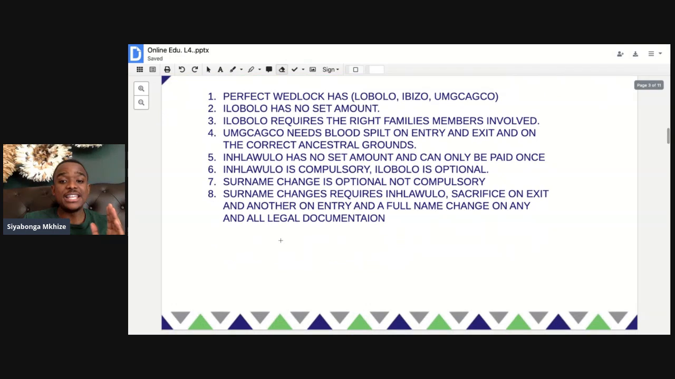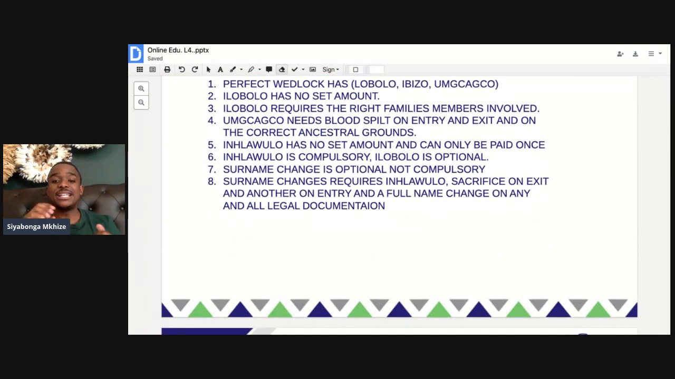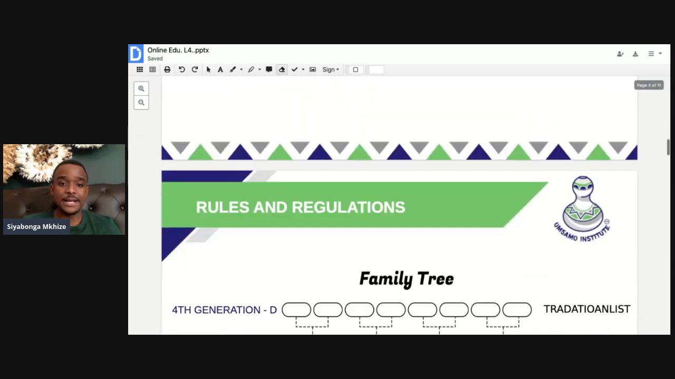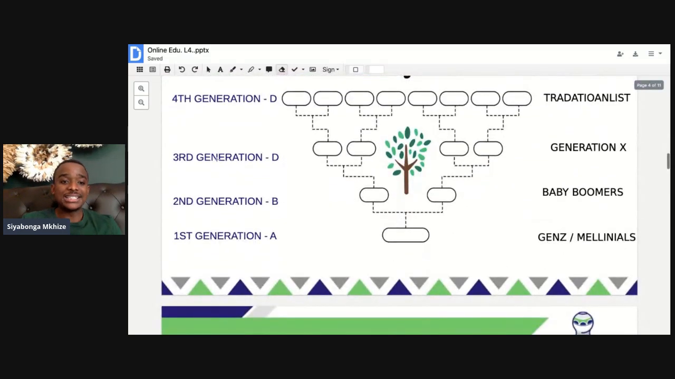And a surname change requires intlawulo, ilobolo, sacrifice on exit, sacrifice on entry, and a full name change on all legal documentation. So you can't be Mkhize ngokwephepha but Umsamo uNdlovu. It's all or nothing. So if I'm going to be Mkhize or Umsamo, I need to be Mkhize on my passport and everything else.